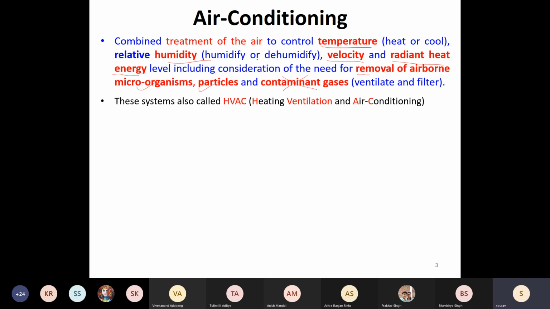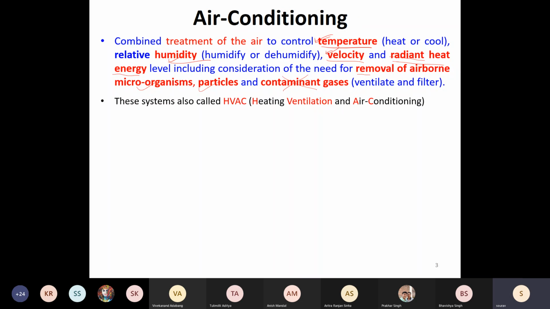That is dealt with by those specific filters. If you are using your air conditioning system in a hospital environment, you will have different kinds of filters called HEPA filters, which can trap even smaller particulate matter. You can have special filters to trap bacteria. Whereas the other portion, that is control of temperature, humidity, velocity, and radiant heat energy levels, is again very specific to industrial application.